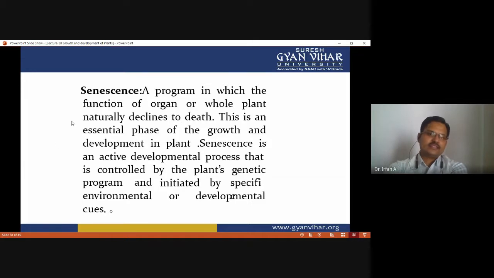Senescence also occurs in the plant, and senescence is a program in which the function of an organ or the whole plant naturally declines and leads to death. This is an essential phase of growth and development in the plant. Senescence is an active developmental process that is controlled by the plant's genetic program and initiated by specific environmental or developmental cues.